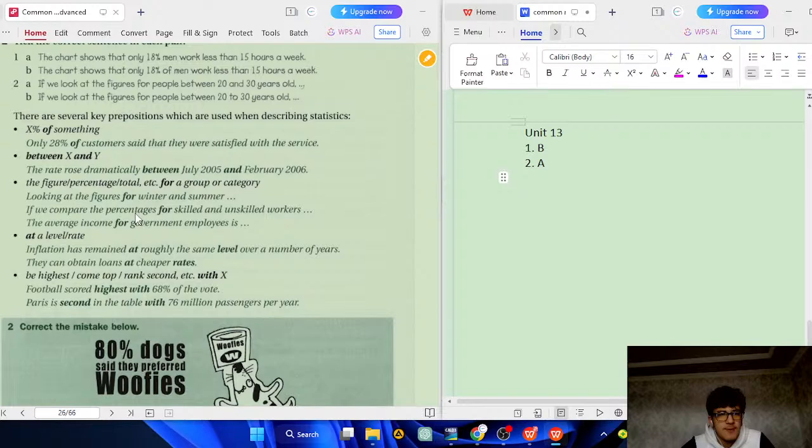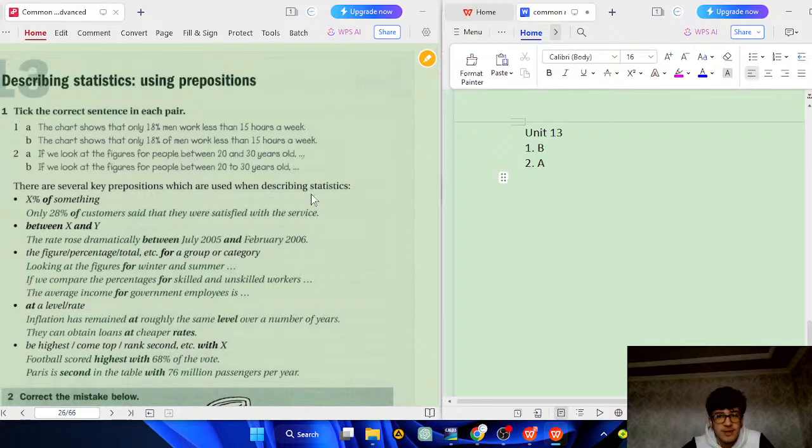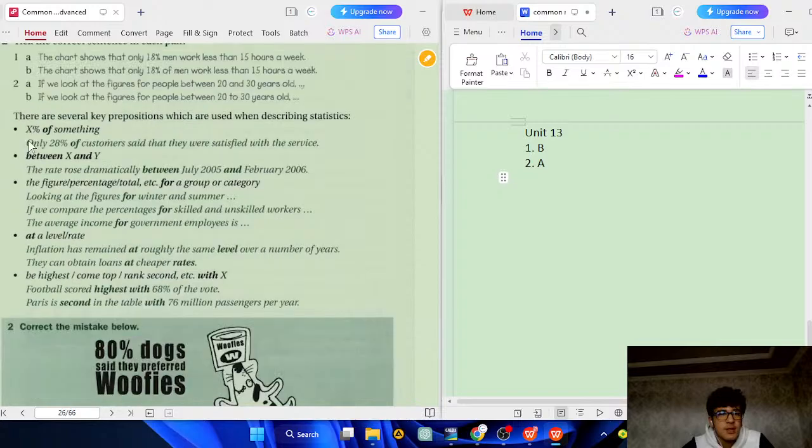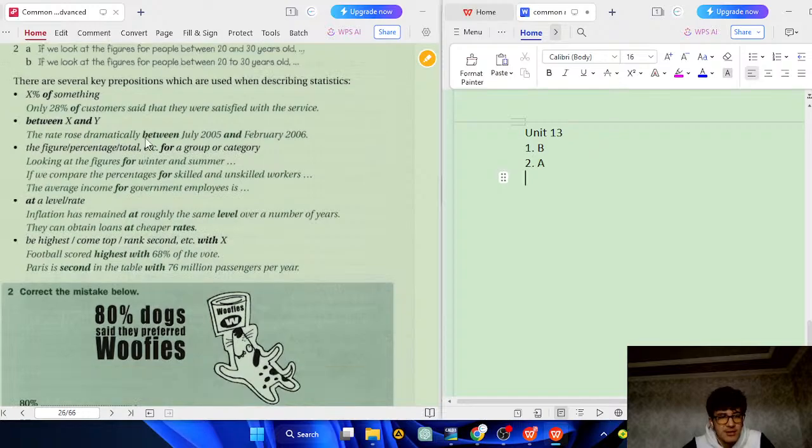Okay, there are several key positions which are used when describing statistics. X% of something. Only 28% of customers said that they were satisfied with the service. Then we were right about the first test, right? B. 18% of men, X% of something. Yeah, you were right. Between X and Y, 20 and 30. We were right the second time either. The rate grew dramatically between July 2005 and February 2006. Let's write notes.